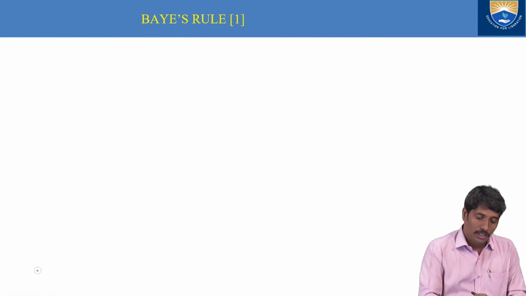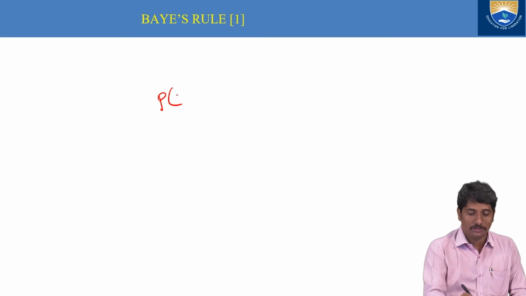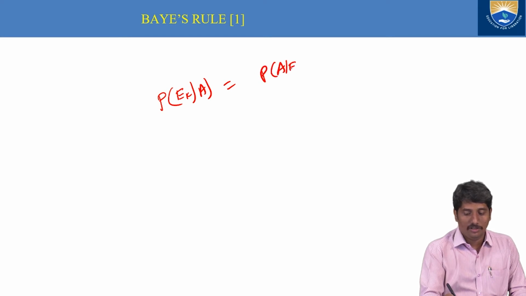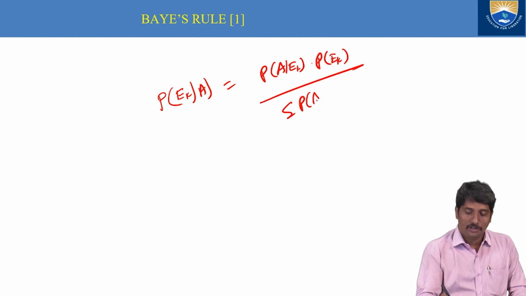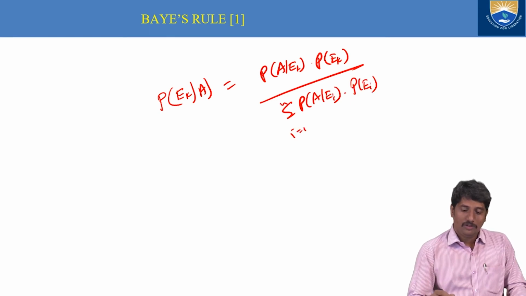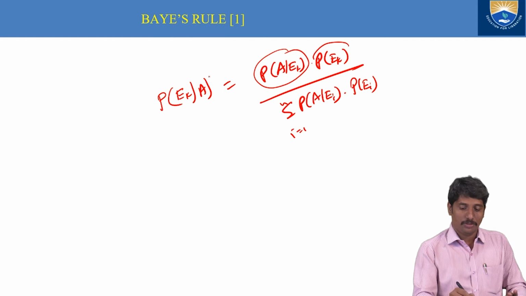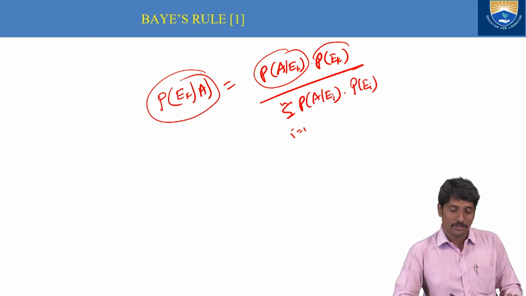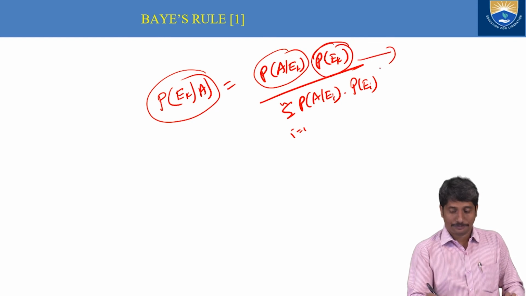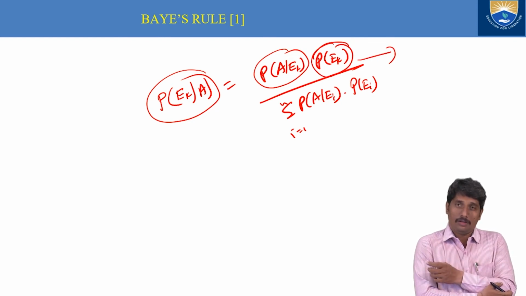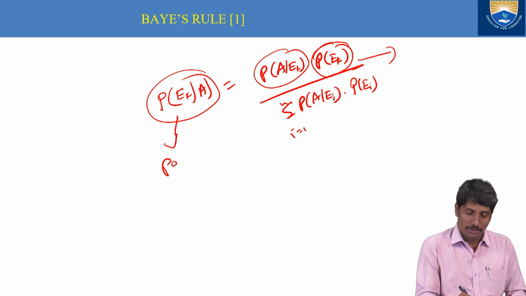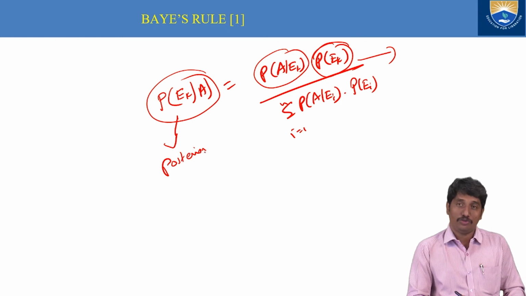Okay. So here in Bayes' law, we have, let me write, P of Ek given A means P of A given Ek into P of Ek by summation P of A given Ei into P of Ei, i equal to 1 to n. Here we are observing three kinds of probabilities. One is normal probability, another one is conditional probability, another third conditional probability. This is called posterior probability, because we are calculating at the end after knowing the information of A.